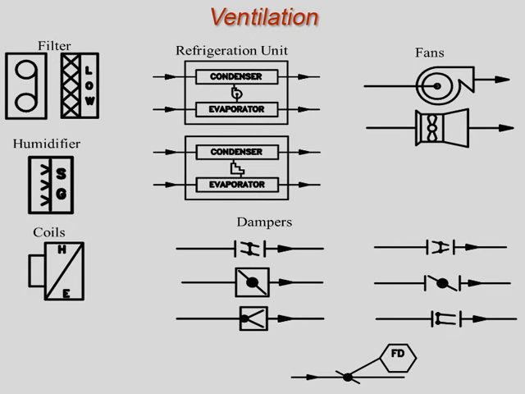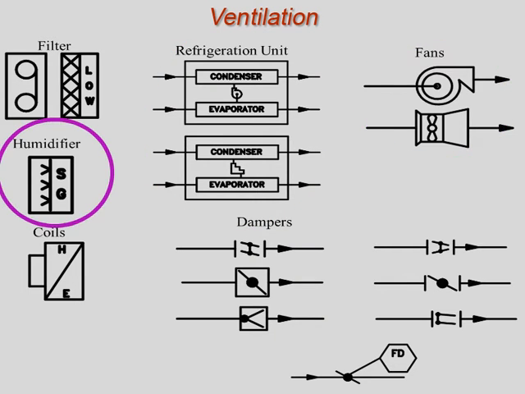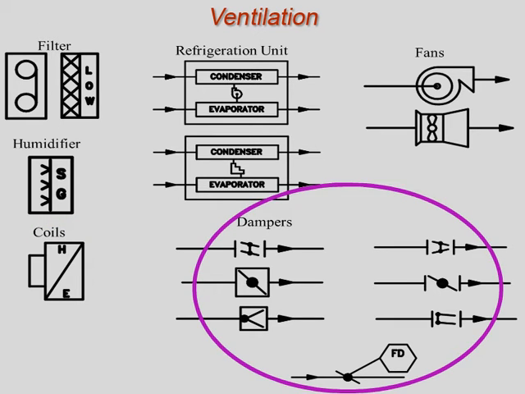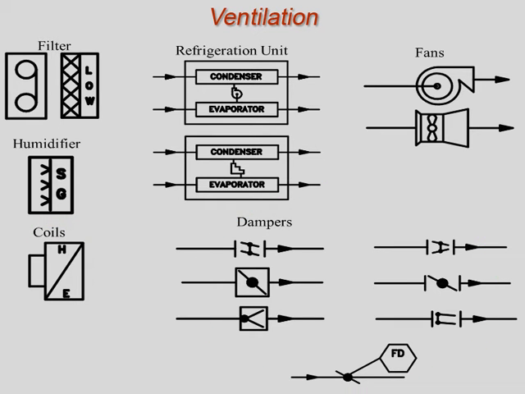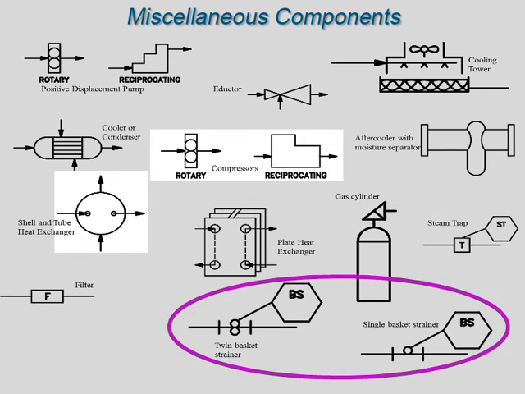These are typical symbols for components used in ventilation systems. These include filters, refrigeration, fans, humidifier, coils, and dampers. Each type of damper has a different symbol to ensure the proper equipment is installed. Here are standard symbols for other various components, including pumps, cooling towers, heat exchangers, compressors, steam traps, and strainers.